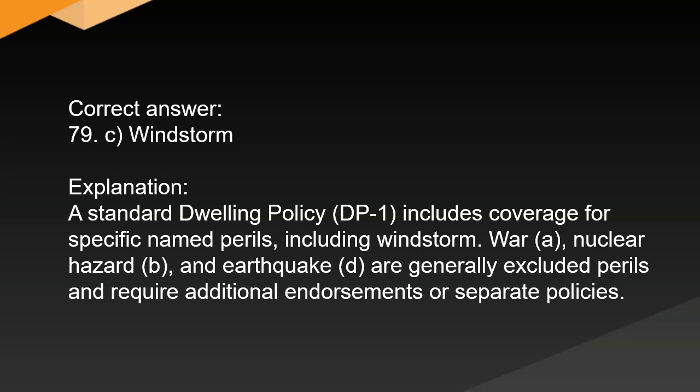Correct answer. C, windstorm. Explanation. A standard dwelling policy DP1 includes coverage for specific named perils, including windstorm. War A, nuclear hazard B, and earthquake D are generally excluded perils and require additional endorsements or separate policies.